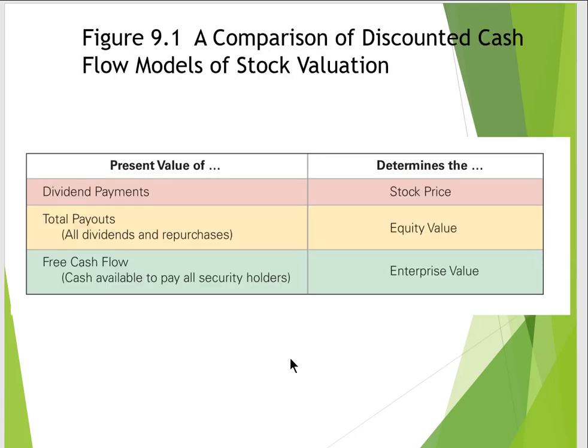So just in conclusion of these cash flow kinds of models, let's think about what they have told us. The dividend model gives us stock price. The total payout model gives us equity value, and the free cash flow model determines enterprise value. So all of these can ultimately be converted into a stock price, but they all come from different corners, if you will: different data, different theory, different kinds of cash flows.